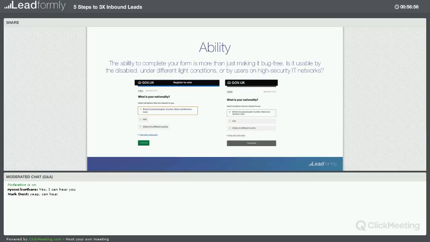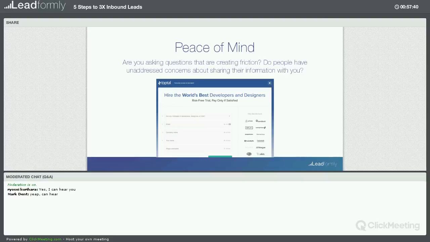Of course, the ability to use your forms is really, really important. A lot of people think of this more in terms of making the form bug-free, compatible with different devices and different browsers. But you really want to go beyond this and think more about, is it usable by people with different disabilities? Is it easy to use your form in different lighting conditions? If someone's outside in the sunshine trying to use your form on a small mobile device, can they actually see your form? This sounds like common sense, but so many forms are surprisingly difficult to use, and you don't want to be losing leads as a result of someone not being able to use your form. So it's really important to get this stuff right.